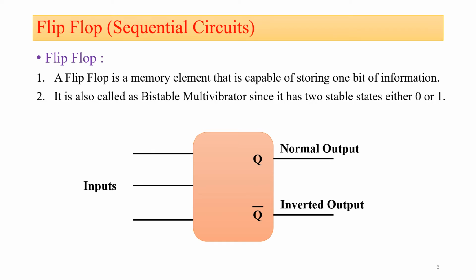Now this shows the block schematic of the flip-flop. On the left hand side there are a number of inputs available, and on the right hand side there are basically two outputs, that is Q and Q bar, where Q is the normal output and Q bar is the inverted output. Q bar is just the inversion of Q.